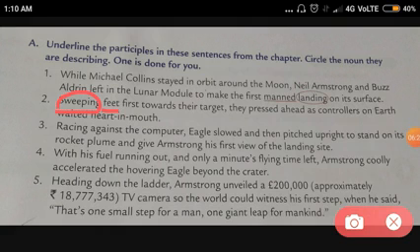I have circled sweeping because it's a participle. I have underlined feet because it's a noun. We'll go for the next one.